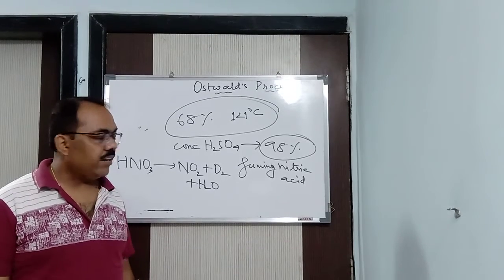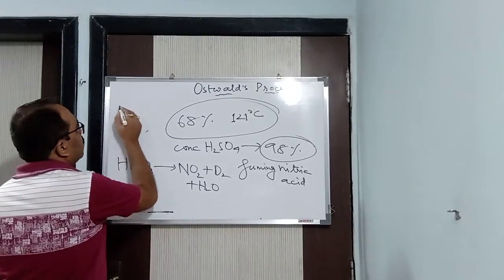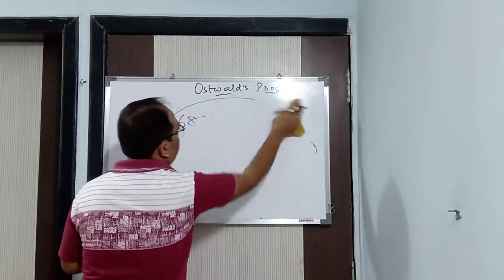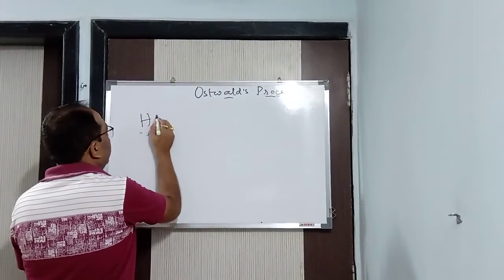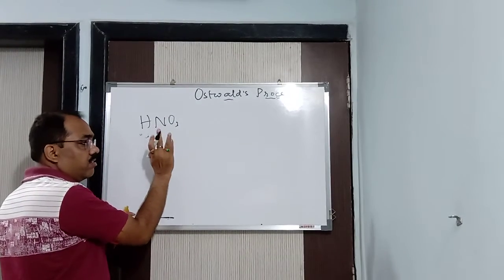Alright, nitric acid is a monobasic acid. How can we say it is a monobasic acid? Because nitric acid dissociates to give you one H plus ion. But remember that it should be dilute nitric acid. Nothing is written means it's dilute, not concentrated.